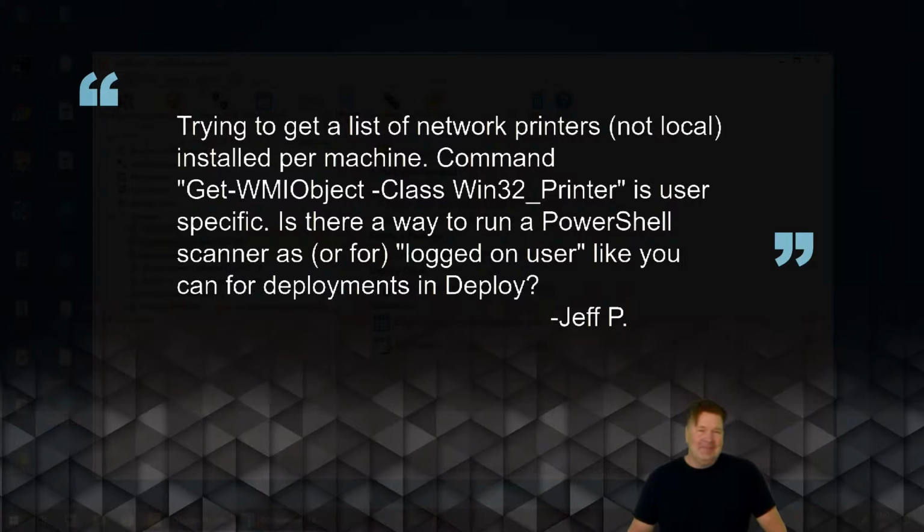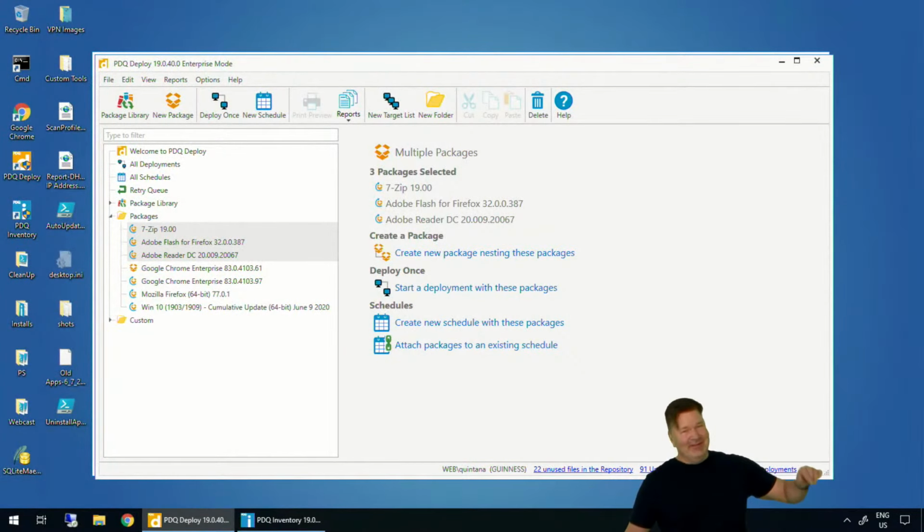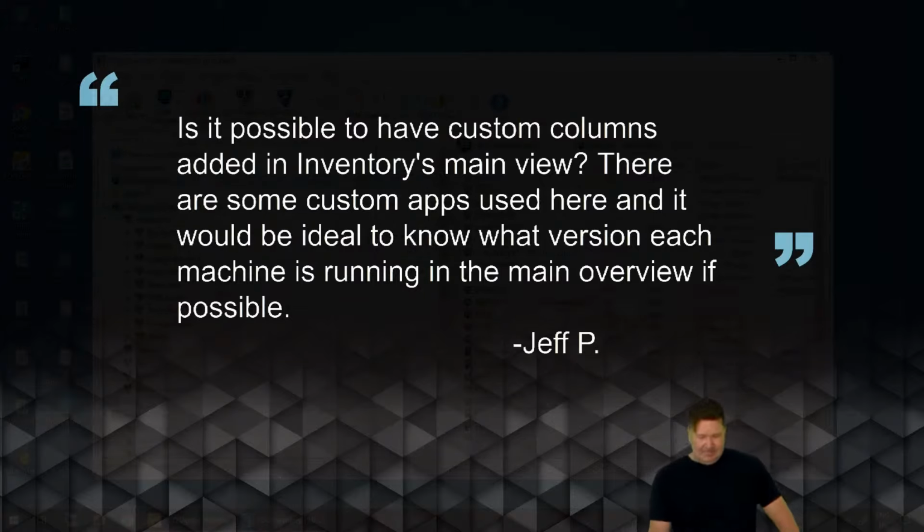Dear Lex and Colby, trying to get a list of... oh, wait, that's the same one. Hold up, I can answer that one. There we go. I got the answer this time. Dear Lex and Colby, is it possible to have custom columns added in Inventory's main view? There are some custom apps used here, and it would be ideal to know what version each machine is running in the main overview, if possible. Thanks in advance, Jeff P.